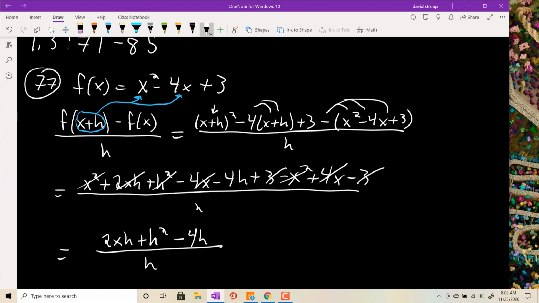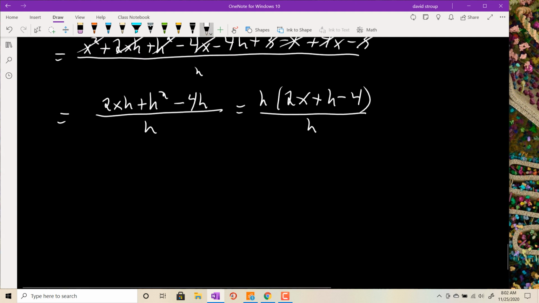All over h. Each term in the numerator has a factor of h, so you can factor that out. You get 2x plus h minus 4 all over h. And then you could cancel out the h's, and you're just left with 2x plus h minus 4, and that's the answer. Okay.